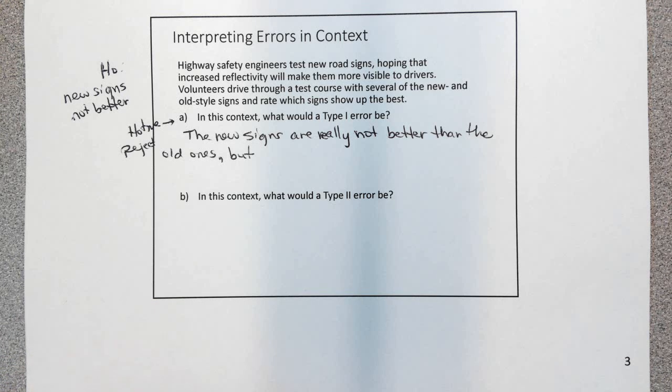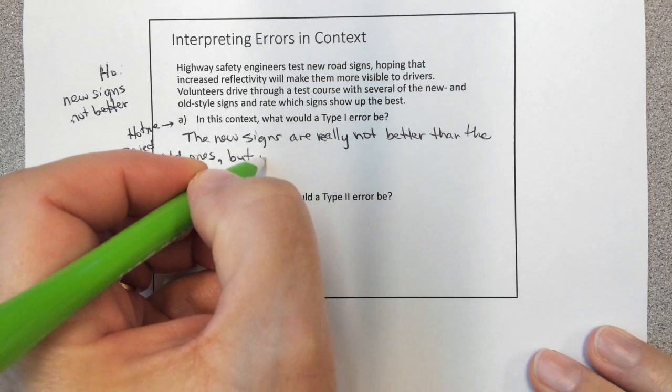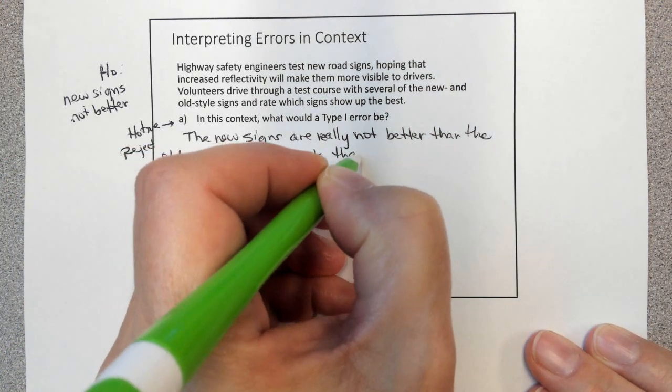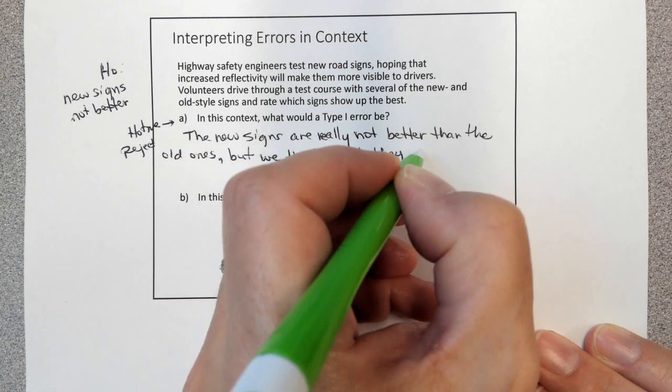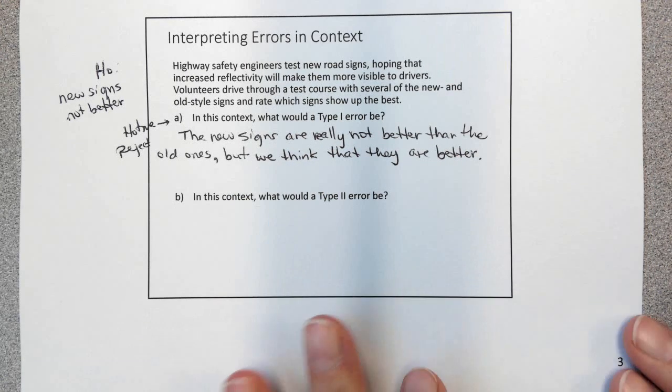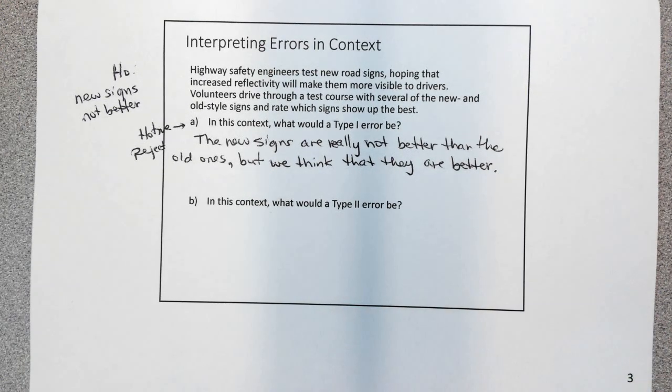But an error means we made a wrong call, so they're really not better. Therefore, we think the opposite of that, which is that they are. But we think they are better than the old ones. But we think that they are better. Okay? One sentence. Start with truth, end with decision.